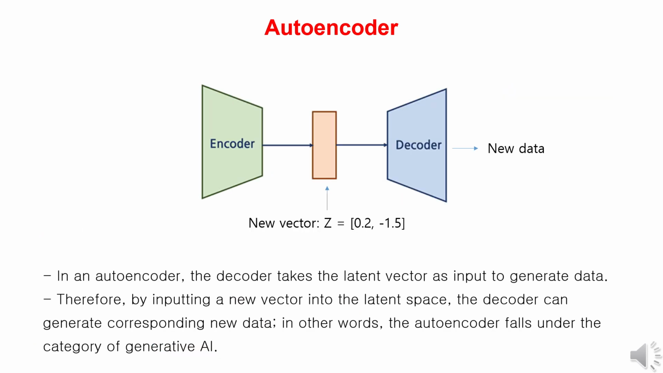In an autoencoder, the decoder takes the latent vector as input to reconstruct or generate data. Therefore, by inputting a new vector into the latent space, the decoder can create corresponding new data. Because of this, autoencoders can be considered a type of generative AI.